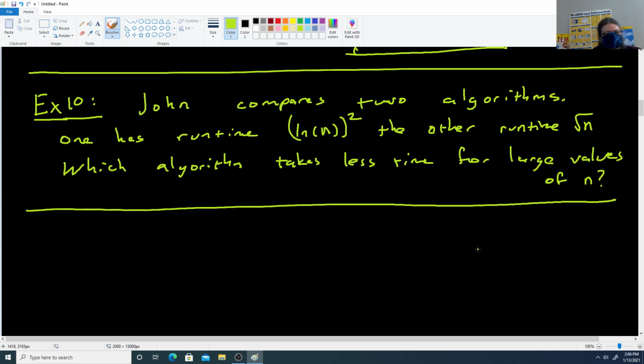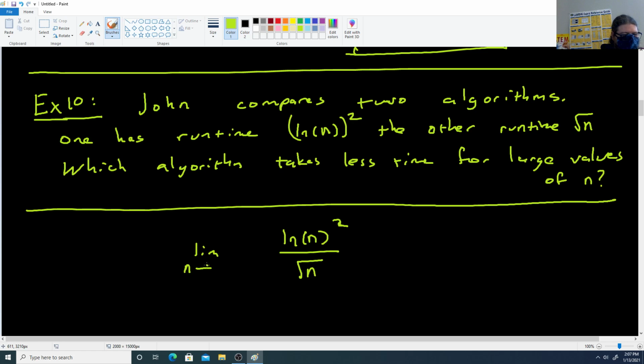Okay, so basically we want to know, does natural log of n squared or square root of n, which one grows faster than the other? So I'm going to put natural log of n squared up on the top, and I'm going to put square root of n down below, and we're going to look at the limit as n approaches infinity.